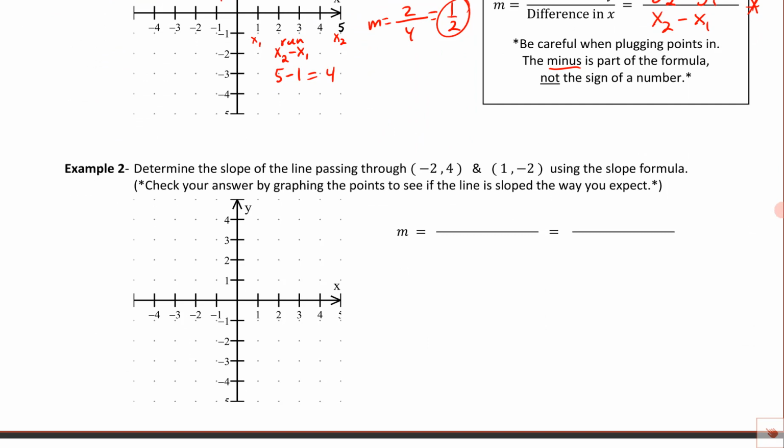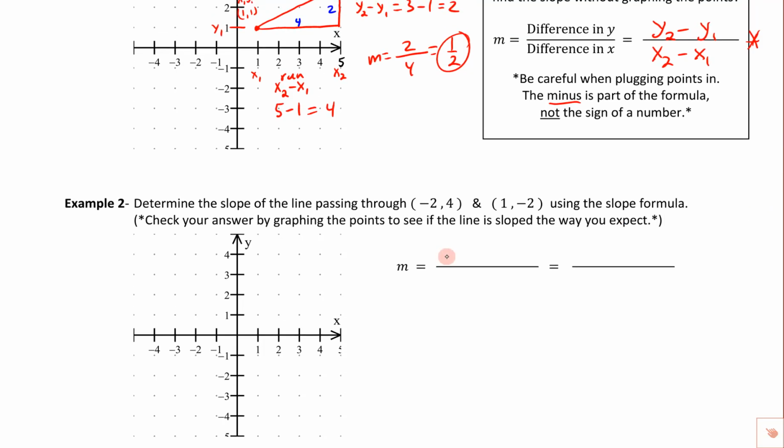So on this one it says determine the slope of the line that passes through -2, 4 and 1, -2 using the slope formula, and then check your answer by graphing it and see if it turns out the way you expect. So the graph is just here to check. So here's what we're going to do. Let's write down the formula. The formula sitting up above. You're going to say this over and over again.